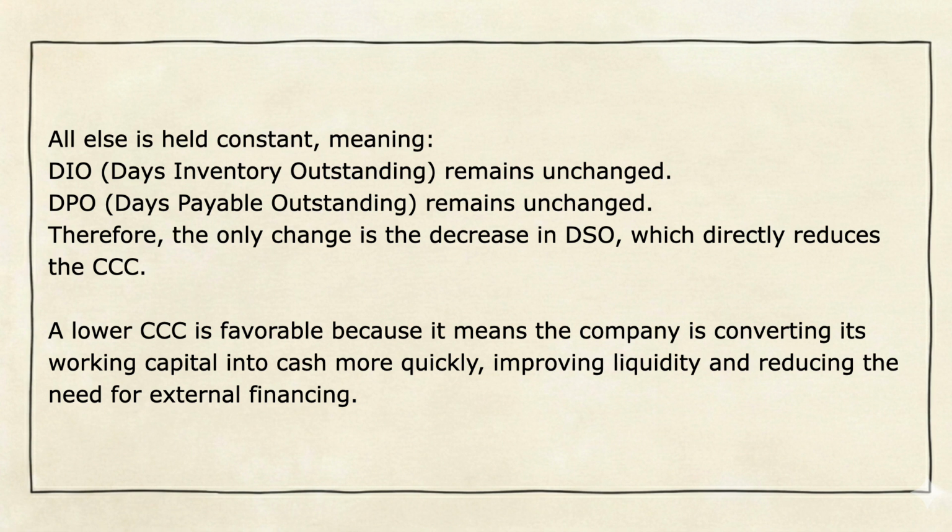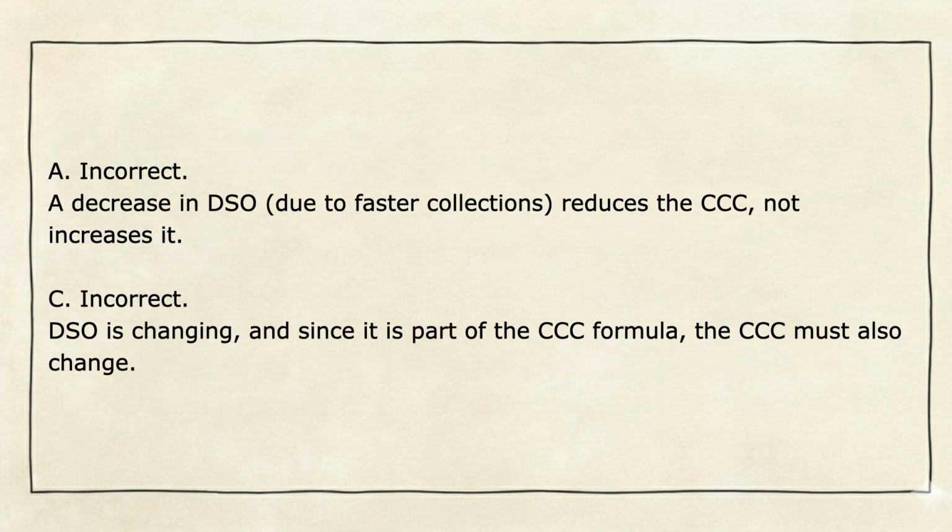A lower CCC is favorable as it indicates the company converts its working capital into cash more quickly, improving liquidity and reducing the need for external financing. A is incorrect. Faster collections decrease DSO and CCC. C is incorrect. DSO changes necessitate CCC formula adjustments.